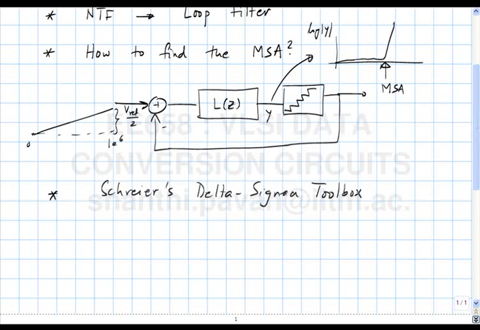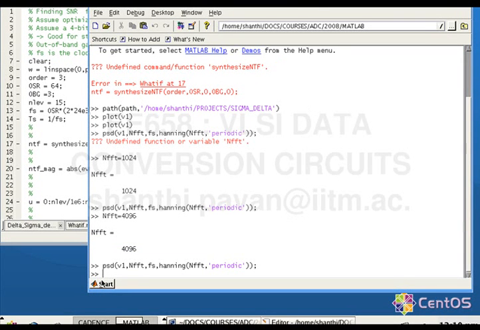I think it's hosted in several places, one of them being the MATLAB site. So this is a bunch of very, very useful utilities to do Delta Sigma design. And so this is an example of, let me just see.